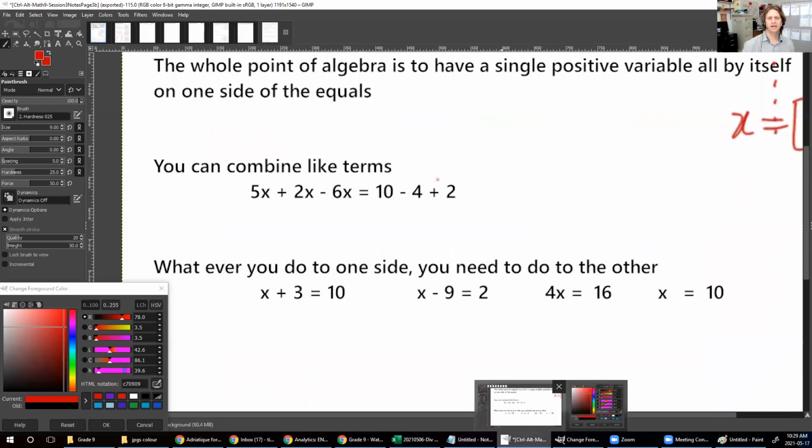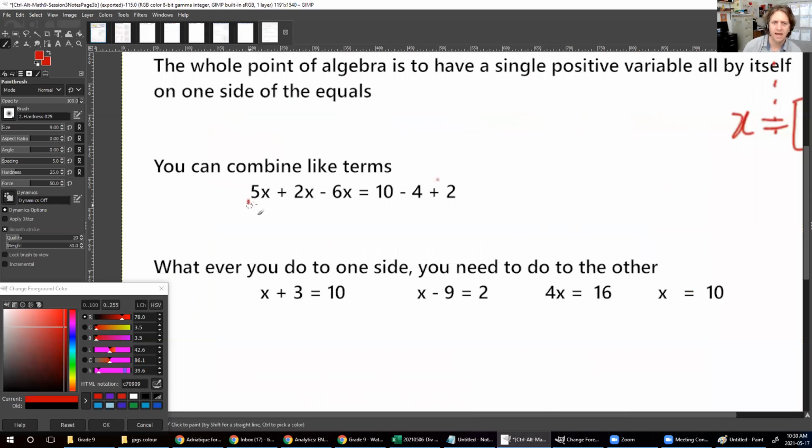You can combine like terms. Like terms are all x terms, or they're all numbers. You can't combine 5x plus 2. You can't add them, but you can say, hey, 5x and 2x is 7x, and 7x minus 6x is 1x. Likewise, you can't say 10 minus 6x. It doesn't work like that. But if you say 10 minus 4, oh, well, that's 6. And 6 plus 2 is 8. So you can combine like terms.